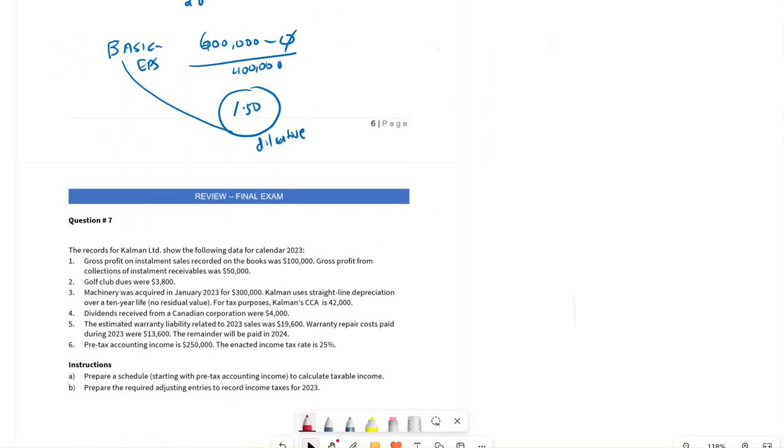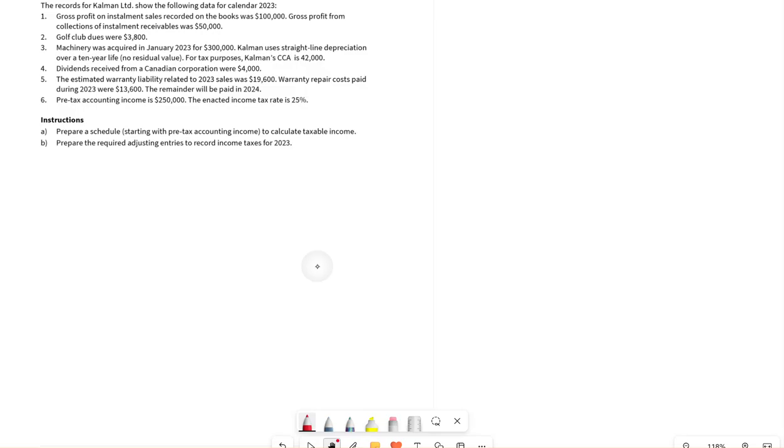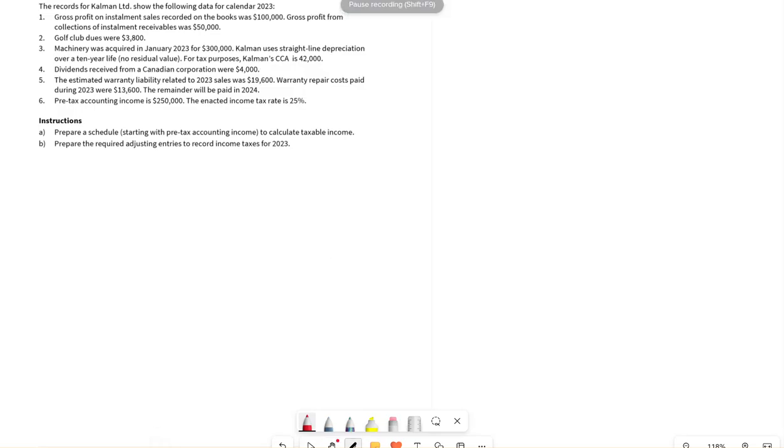So this is chapter 18. Chapter 18, you were never tested before. If you were never tested before, you are going to get a big question. When you get a big question, you always start with accounting income, and we calculate our taxable income. We start with accounting income.